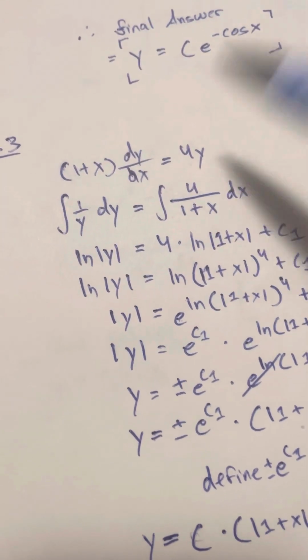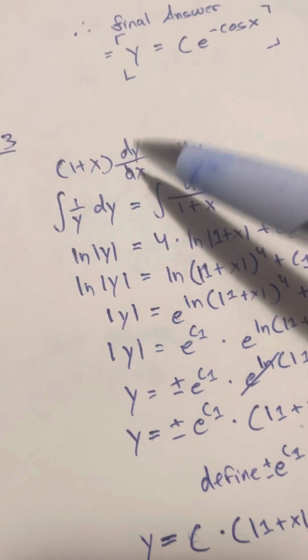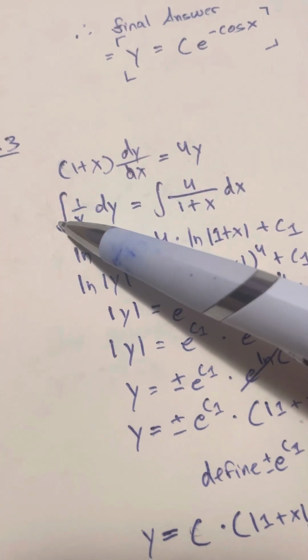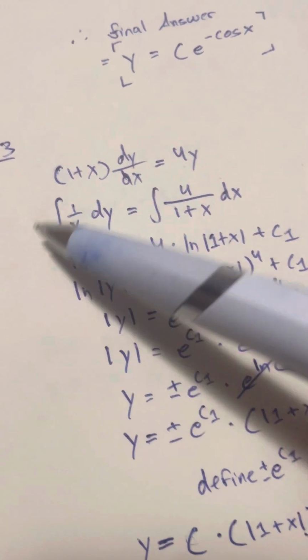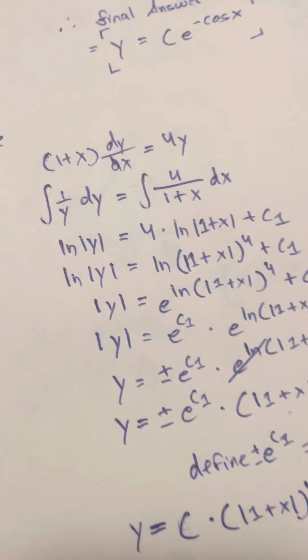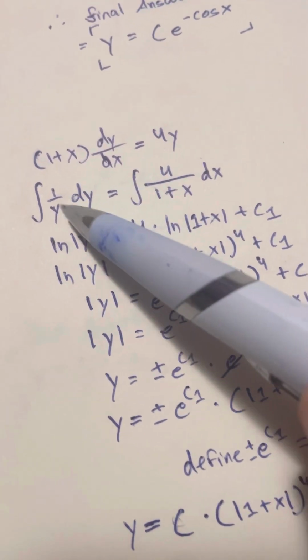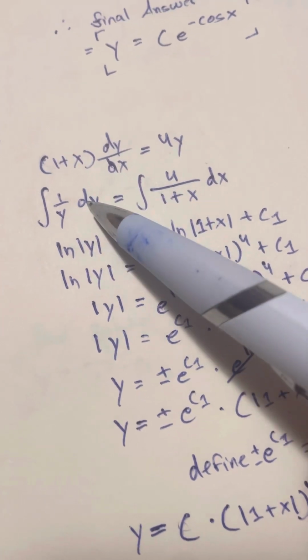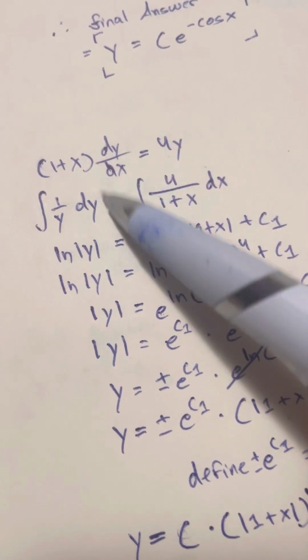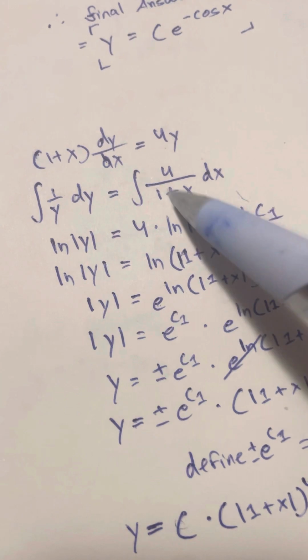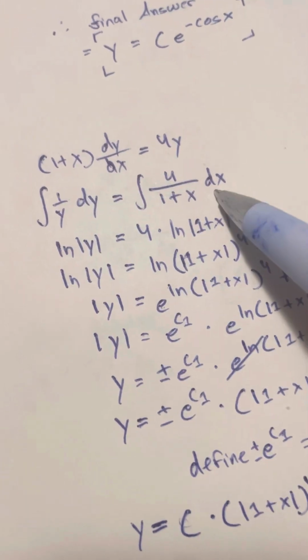You have to separate the dx from the dy, and you have to get the x's on one side and the y's on the other, or the y's on one side and the x's on the other side. So that's what I did here. You divide 4 by y, you get 1 over y times dy on this side. And there's no dx here because you multiply the dx by this side. So they're separate now. Then you take the integral.